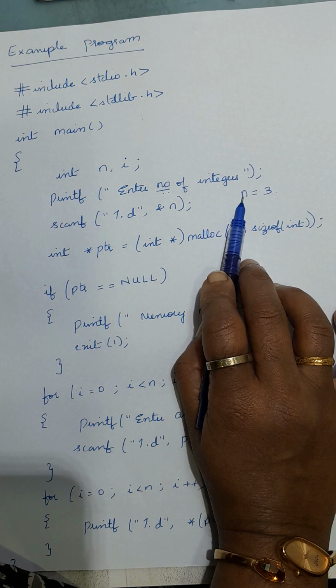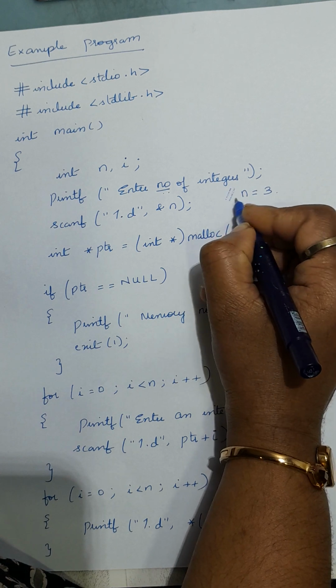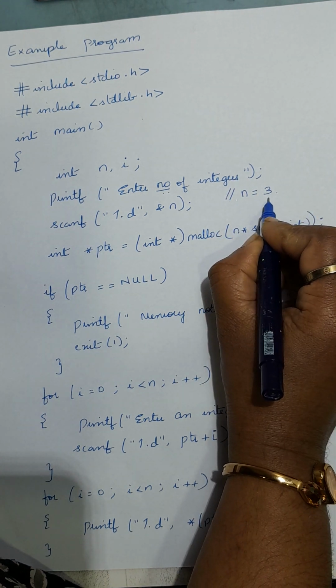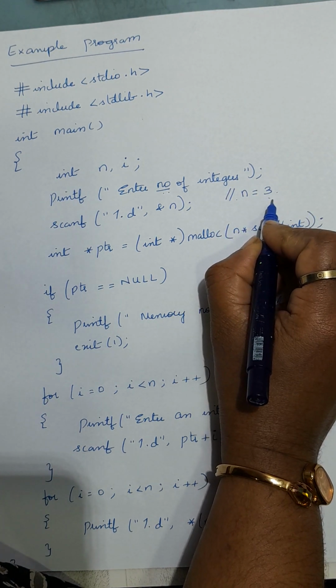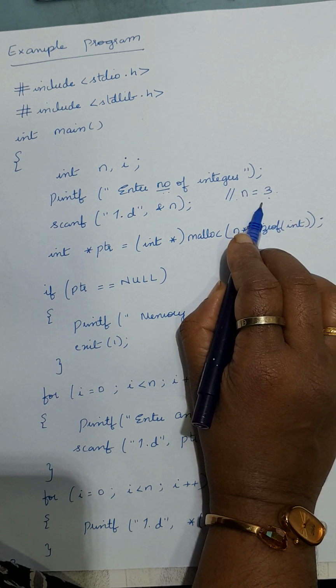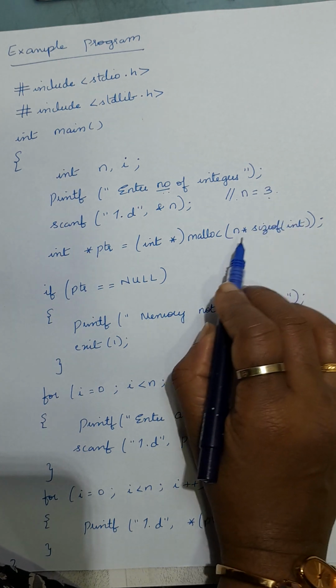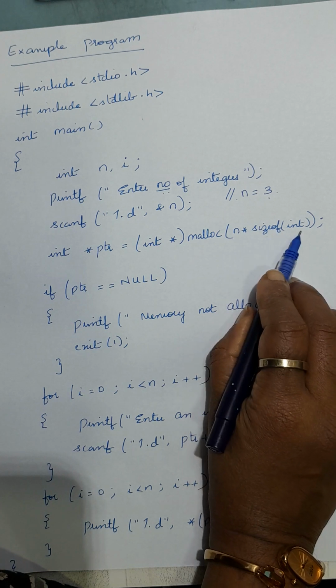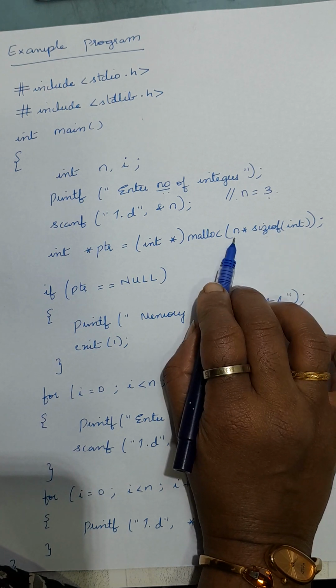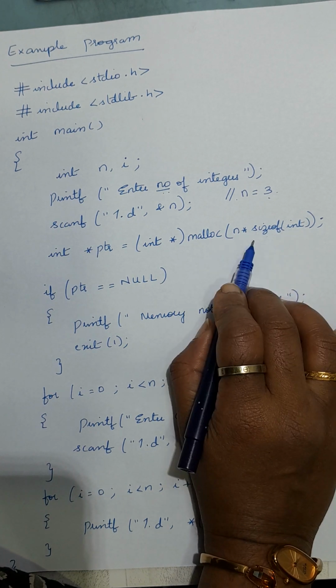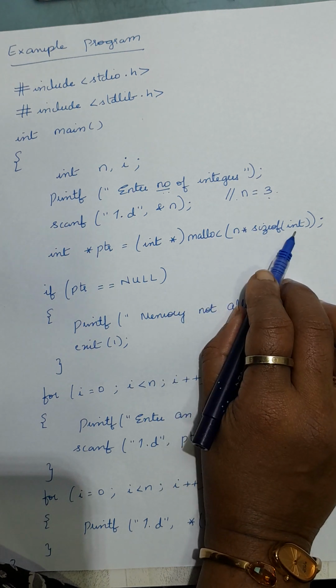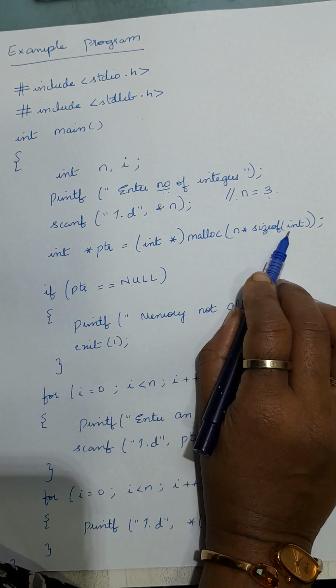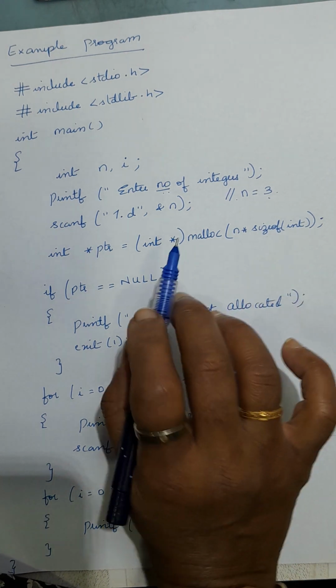So now suppose n is equal to 3, I want to store 3 integer values. For 3 integer values, what is the memory size that is required? It is 3 into size of int. If it is 2 bytes, then it is 3 into 2, 6 bytes of memory will be allocated. Or if it is 4, it will be 3 into 4, 12 bytes of memory will be allocated.